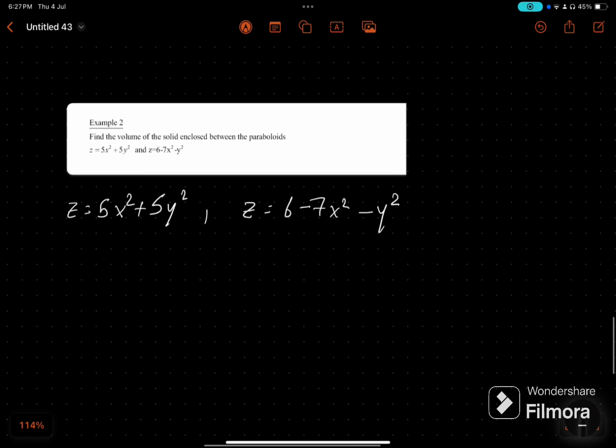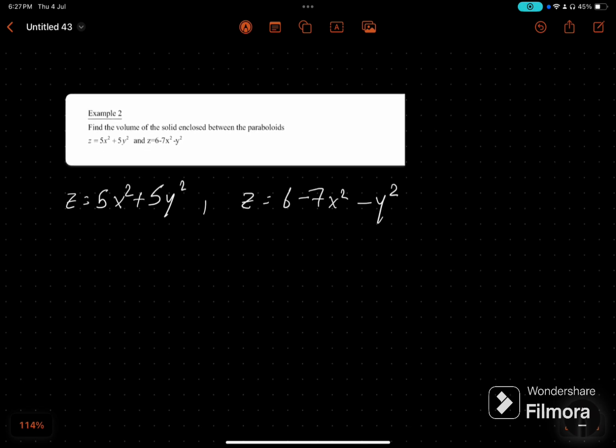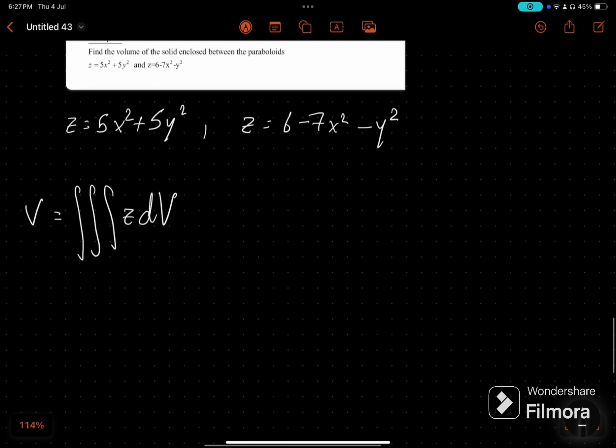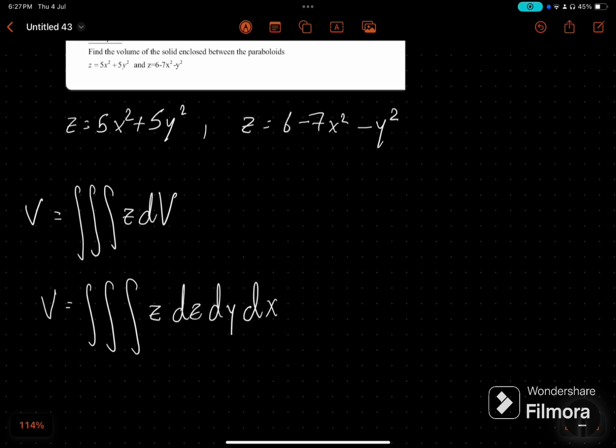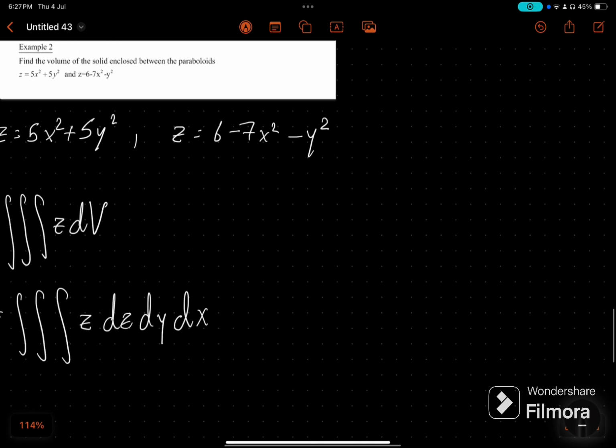And in order to find the volume, the formula is basically this: z dv. This is the volume, and let's try to do that. So the triple integral of z dz dy dx. First we didn't draw this. Let's try to draw this. So this is basically two paraboloids.